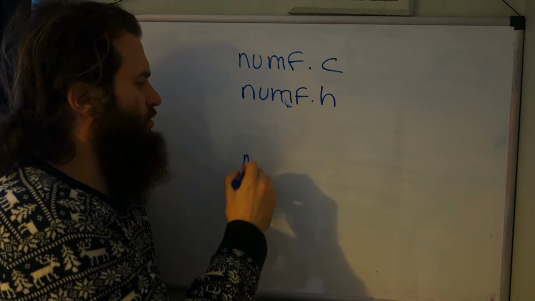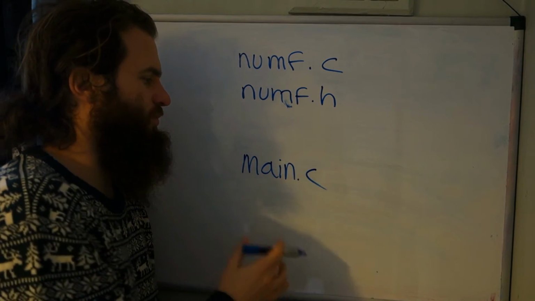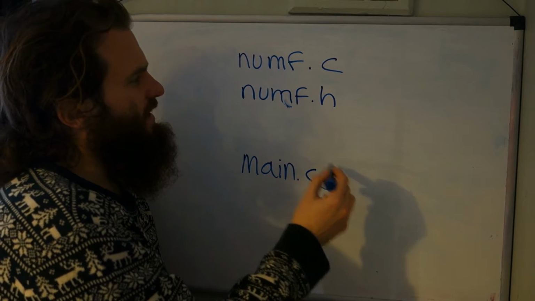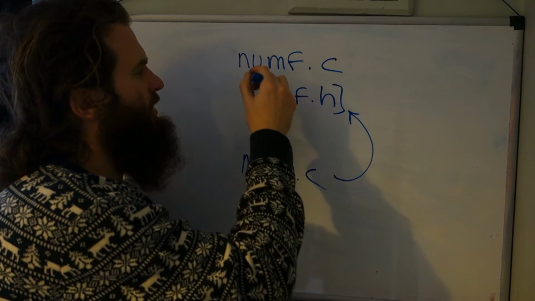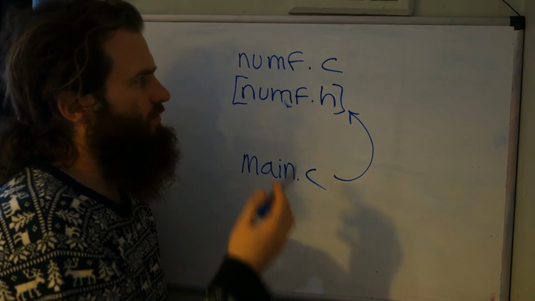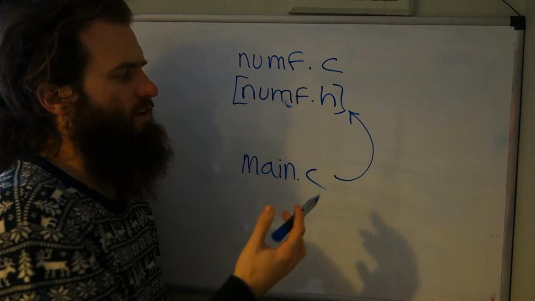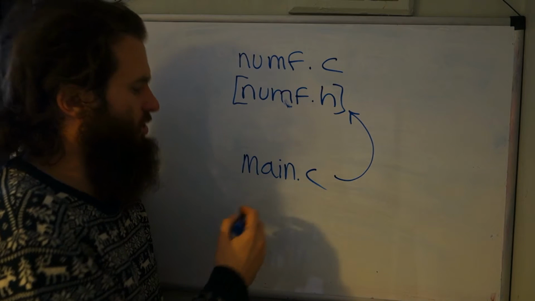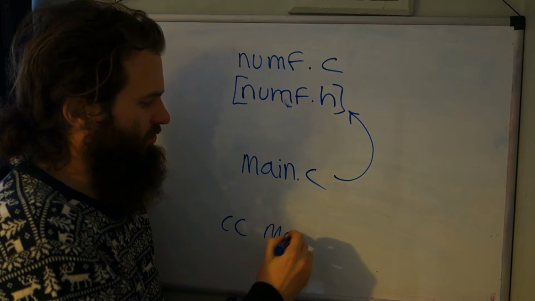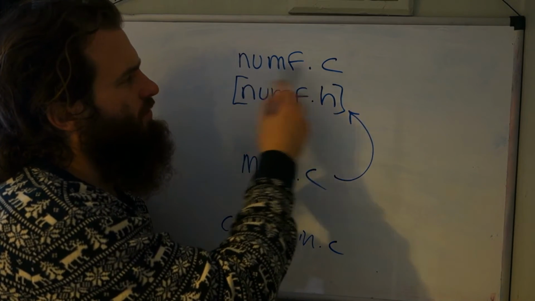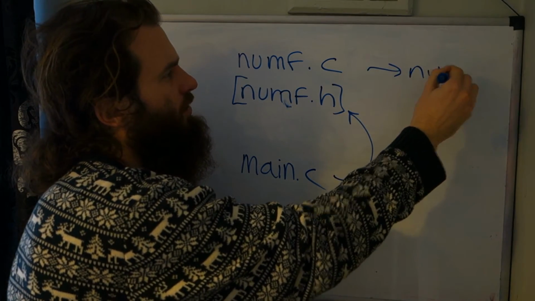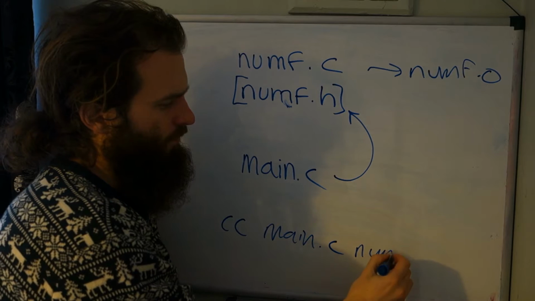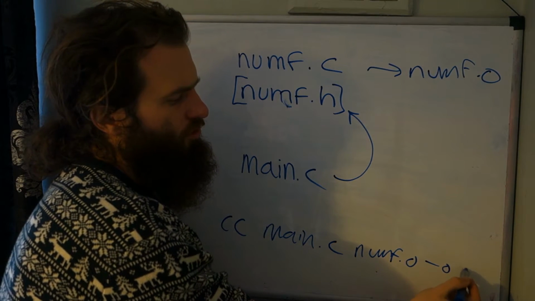Then, when you have your main.c, or whatever C file contains your main function, you can include this header file and include the declarations of those functions that are defined in numph.c and use them. Then you compile main.c along with the object file that's created when you compile numph.c, which gives you your numph.o, and then you produce your output.